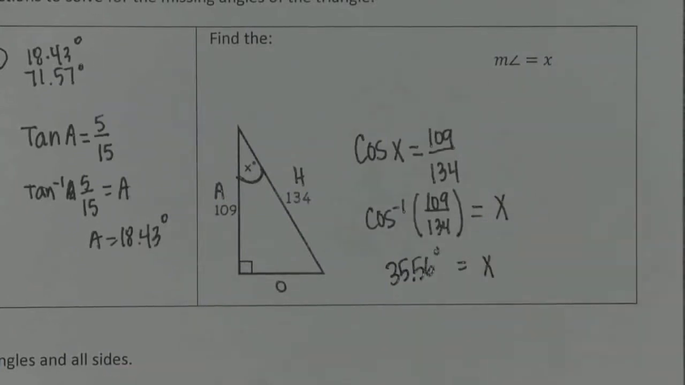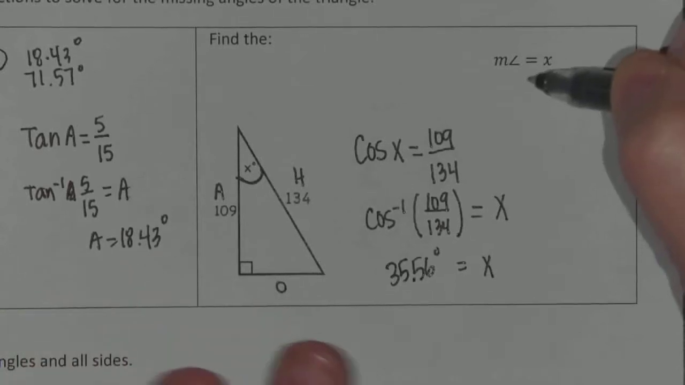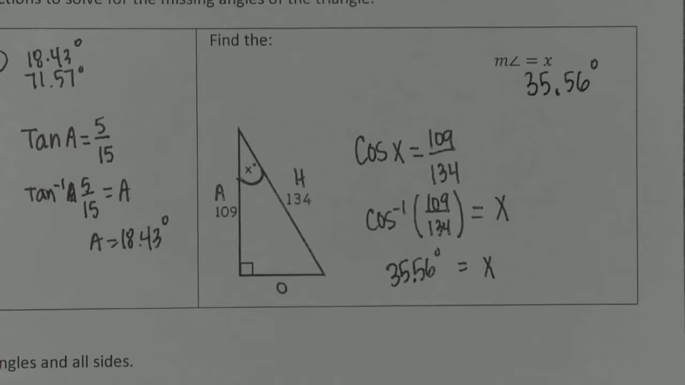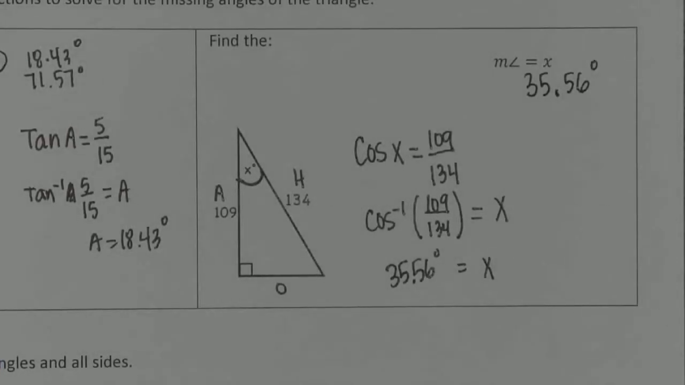35.56. You guys agree with that? Okay, so what's the measure of angle X? The angle X measure is 35.56 degrees. Now, could I totally go and find my other stuff from there? I can. This problem didn't ask me to, but guess what my next problem does ask me to do?